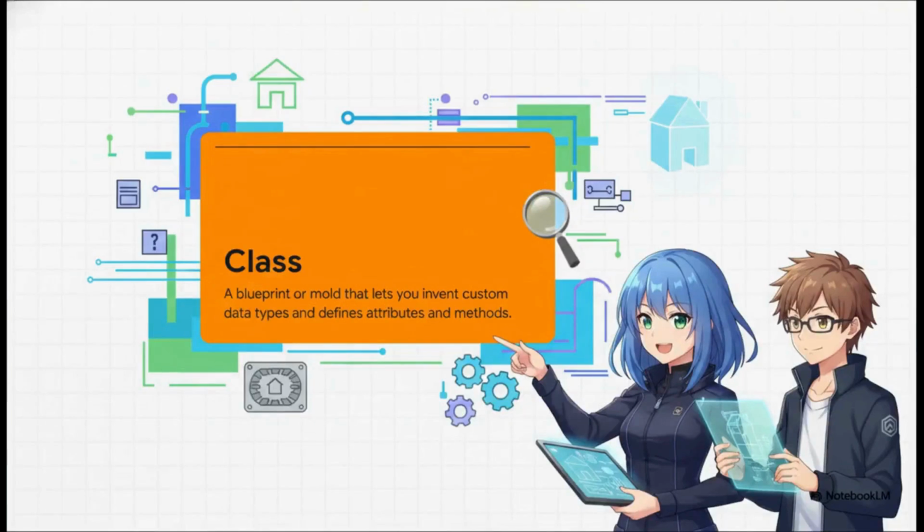And to invent a custom type, we use a class. A class is, quite simply, a programming tool that lets you invent your own custom data types. Think of it as a blueprint or a mold. And this is an absolutely crucial point. A class does not hold real data itself. I mean, an architectural blueprint of a house doesn't have actual physical furniture inside it, right? The class simply defines what variables, which we call attributes, and what functions, which we call methods, your custom data type is going to have once it's eventually created.